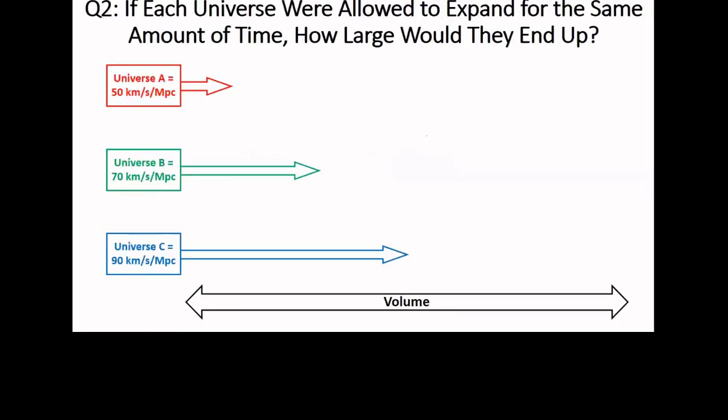What if we replace these cars with the universes that are expanding at different rates? Question 2. If each universe were allowed to expand for the same amount of time, how large would they end up? Instead of distance, we are measuring the volume, but we can use the same logic as we used before. Universe A, whose Hubble constant is 50 kilometers per second per megaparsec, would be the smallest of these three. Universe B, whose Hubble constant is pretty similar to our own universe's Hubble constant, would be the medium-sized universe, and universe C, which expands the quickest, would end up with the largest size.